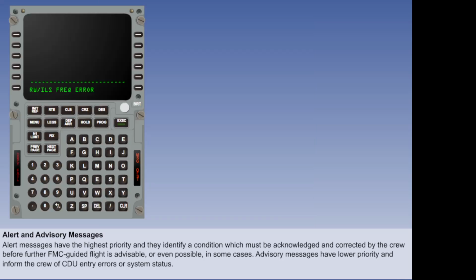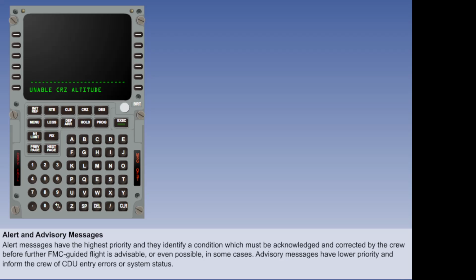Similarly, we have the alert message, runway ILS frequency error. The FMS knows which instrument landing system frequency is associated with each runway. If the wrong one is selected, it will pick it up.